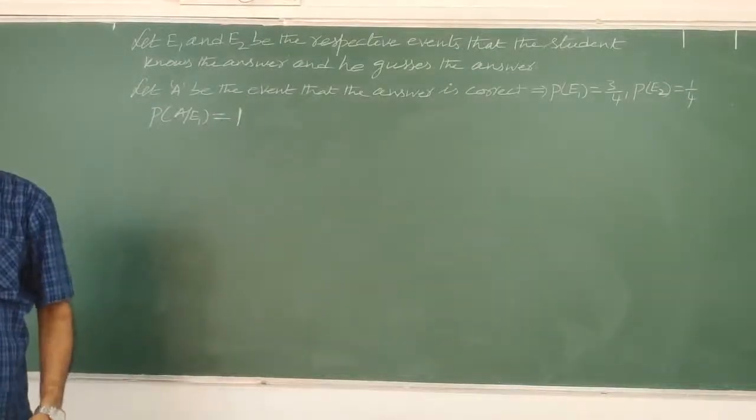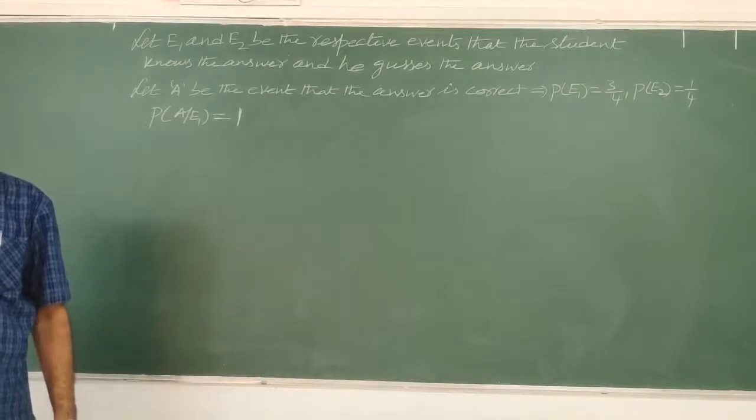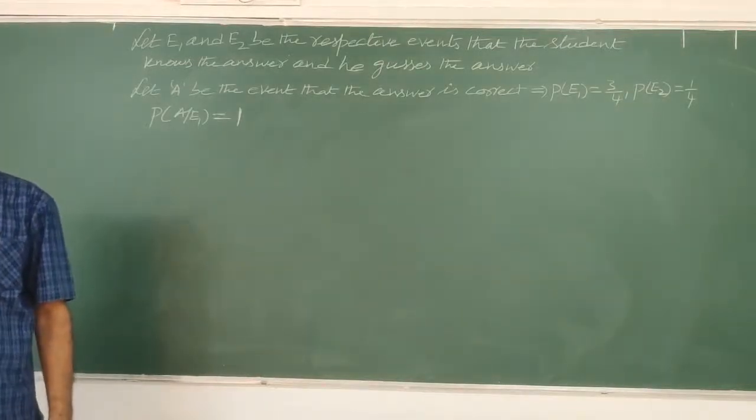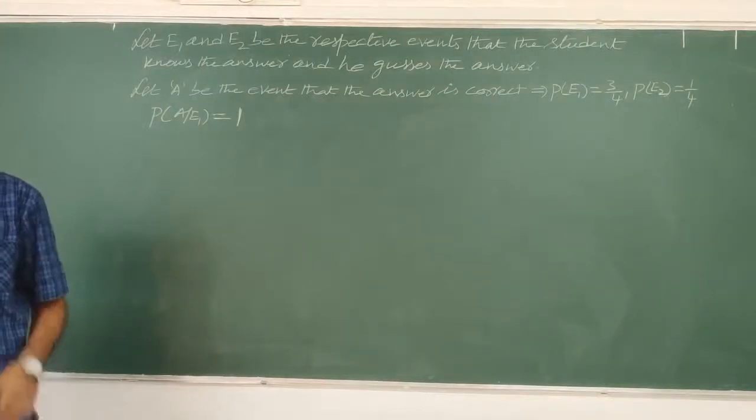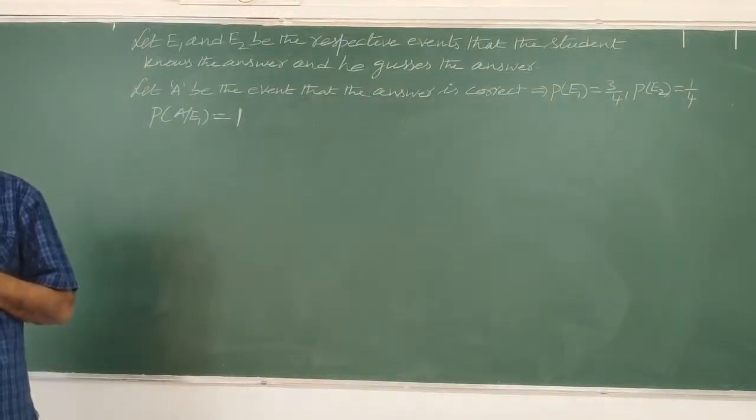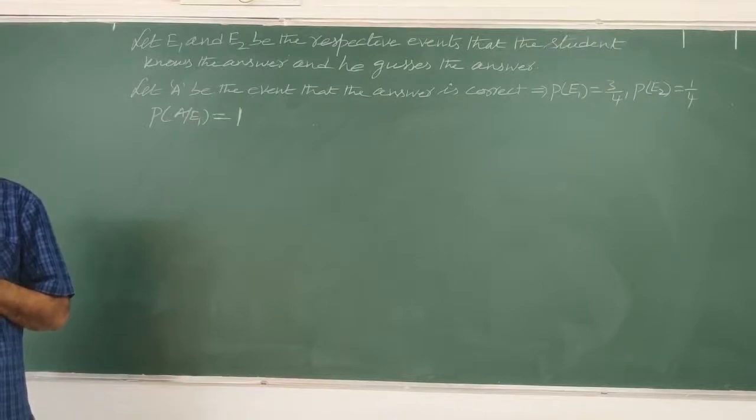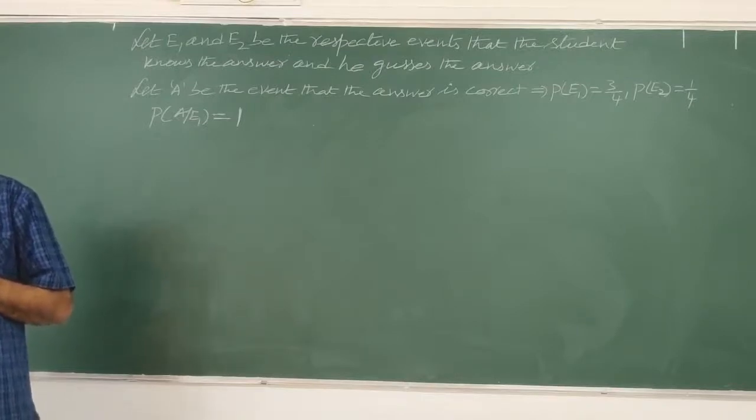Okay, next, the probability that the student knows the answer given that he answered it correctly. First, the probability that the student answered correctly given that he knows the answer, that is P of A given E1, is equal to 1. Next, P of A given E2.